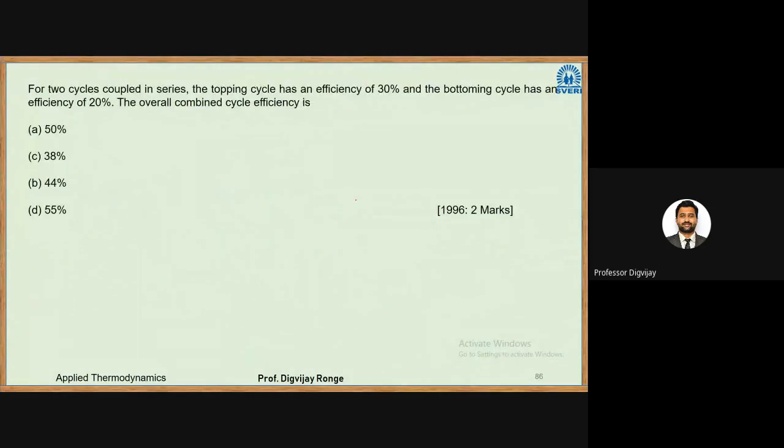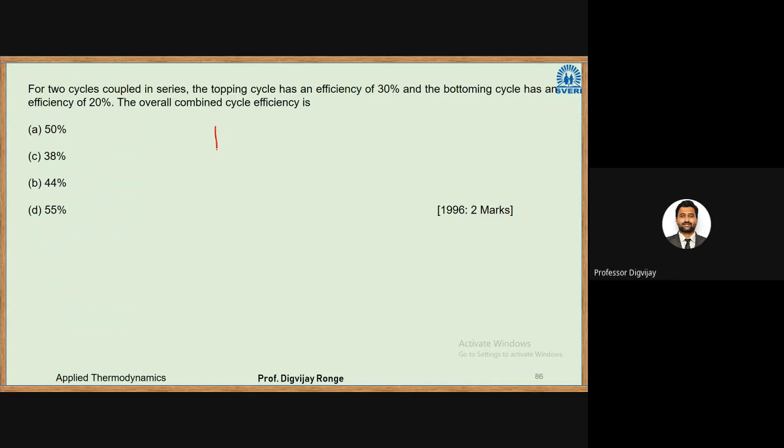Okay, so there are two more examples. The next example is very important. It is related to two cycles in conjunction. For two cycles coupled in series, the topping cycle has an efficiency of 30% and the bottoming cycle has an efficiency of 20%. The overall combined cycle efficiency is? So what is meant by topping and bottoming?